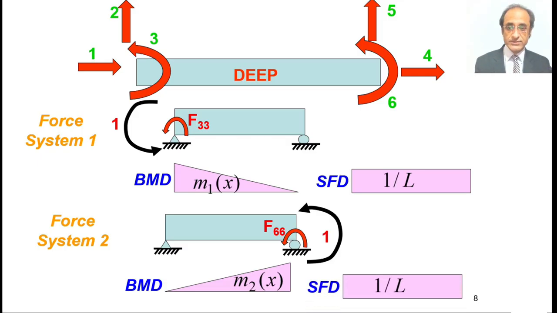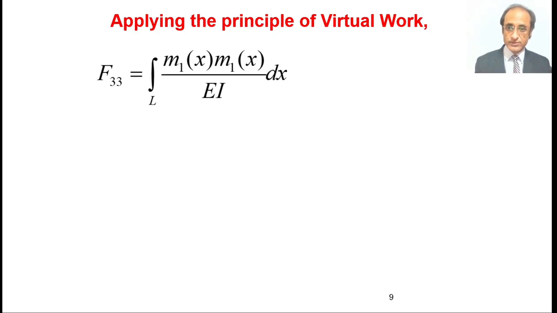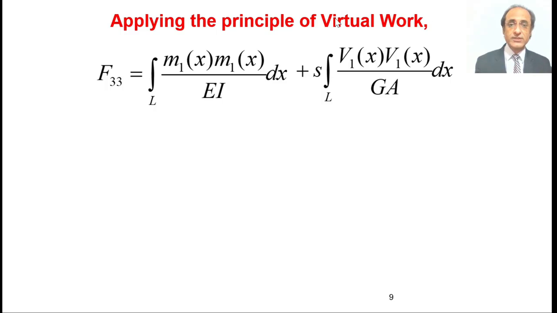As we have defined earlier, we have the bending moment and shear force diagrams like this. Now we can apply the principle of virtual work, and by applying it we can write this expression for F33. But what we can see is that we have a term involving shear deformation also. This term was not there in the previous treatment because we had assumed that our sections are thin, so shear deformation effect is negligible. But now we have to include it because it's important.